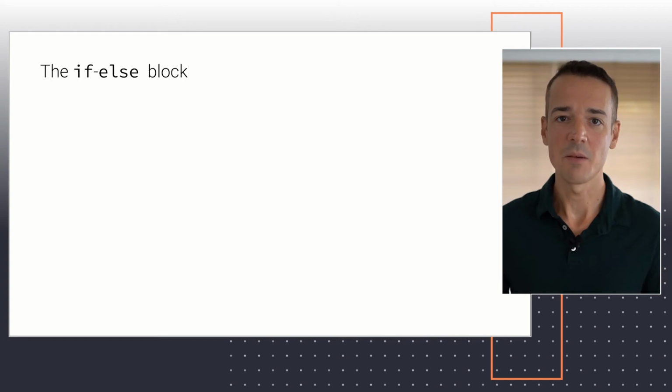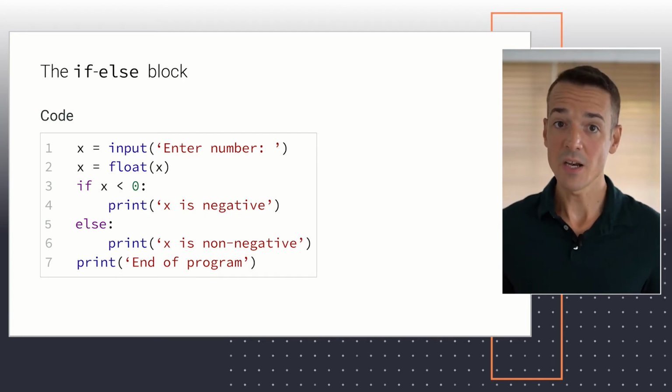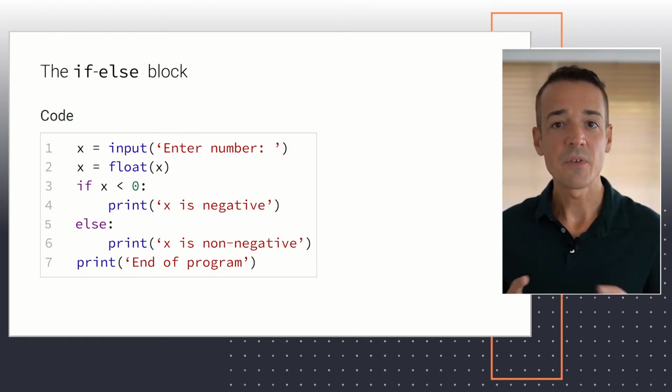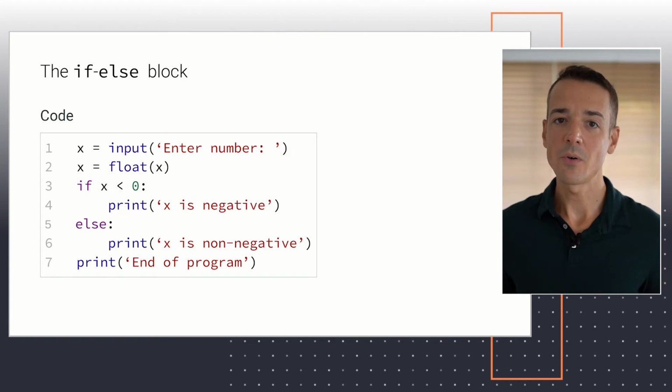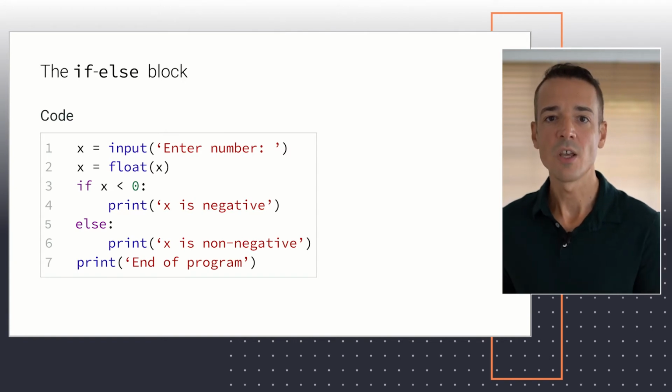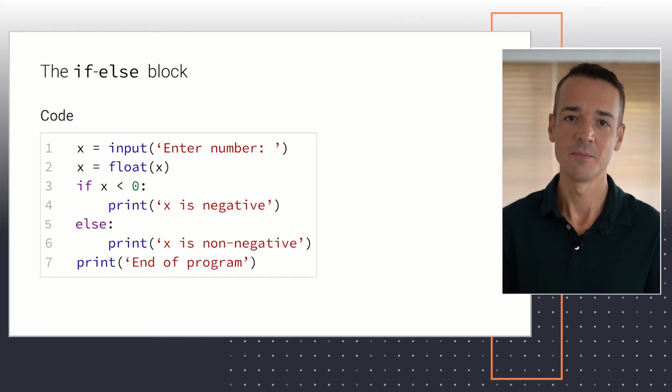Let's take a look at an example. The following program starts as before. It asks the user to enter a number and converts it into a float. If the number is less than 0, it prints a message indicating that the number is negative, again as before. The difference comes here. If the number is non-negative, that is, it's positive or 0, the program prints an alternative message indicating this fact. In either case, one last end of program message is printed.